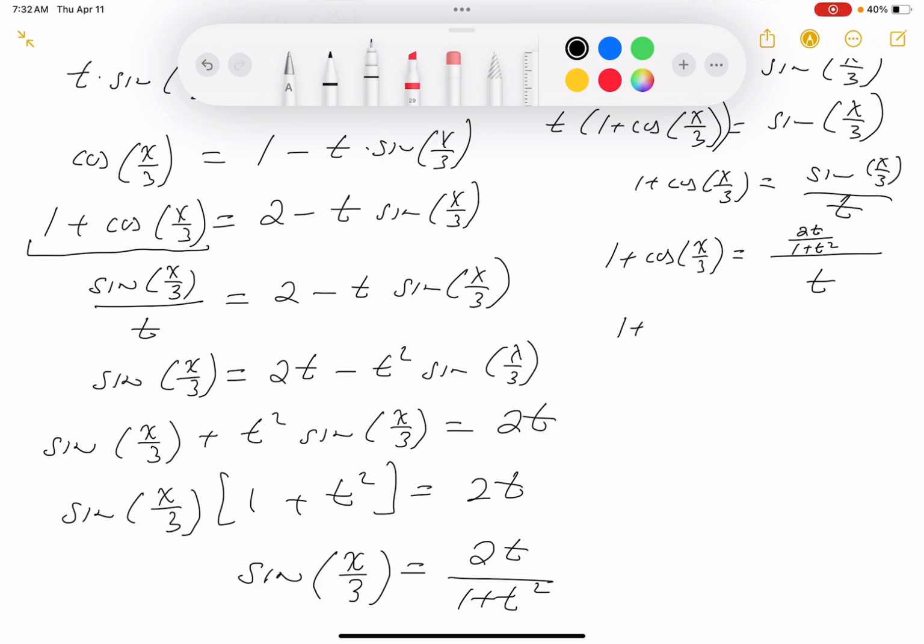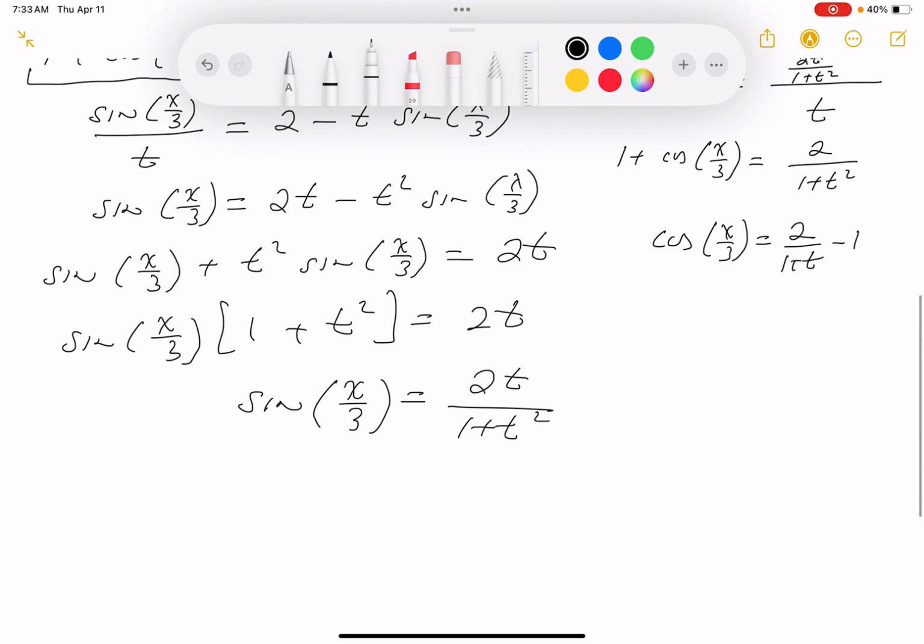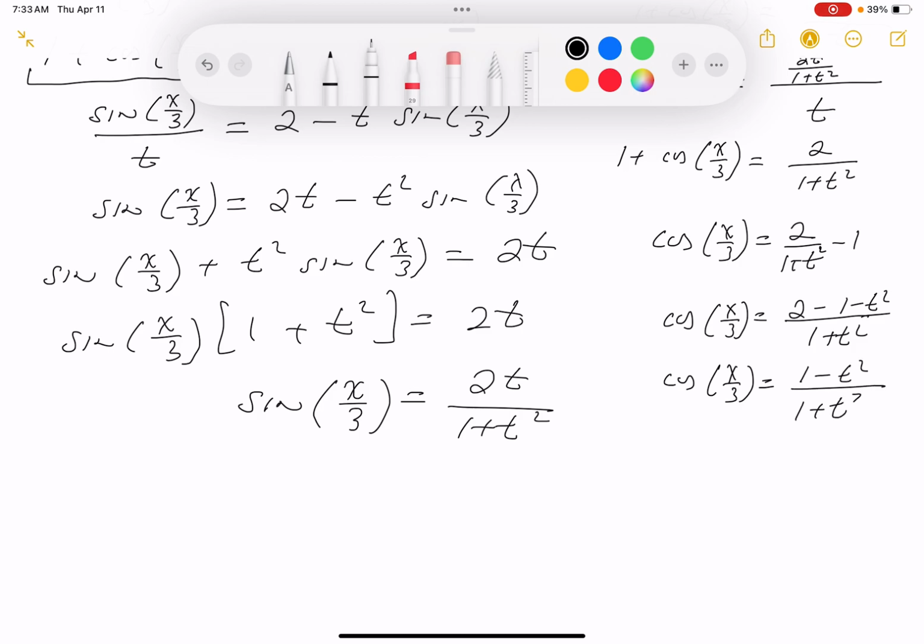Well, I'm going to simplify that. It's going to be cosine x over 3, and this is going to be 2 over 1 plus t squared. So I can solve for the cosine of x over 3. That's going to be 2 over 1 plus t squared, minus 1. And that's going to be cosine x over 3. The common denominator is going to be 1 plus t squared. You get 2 minus 1 minus t squared. So cosine x over 3 equals 1 minus t squared over 1 plus t squared.